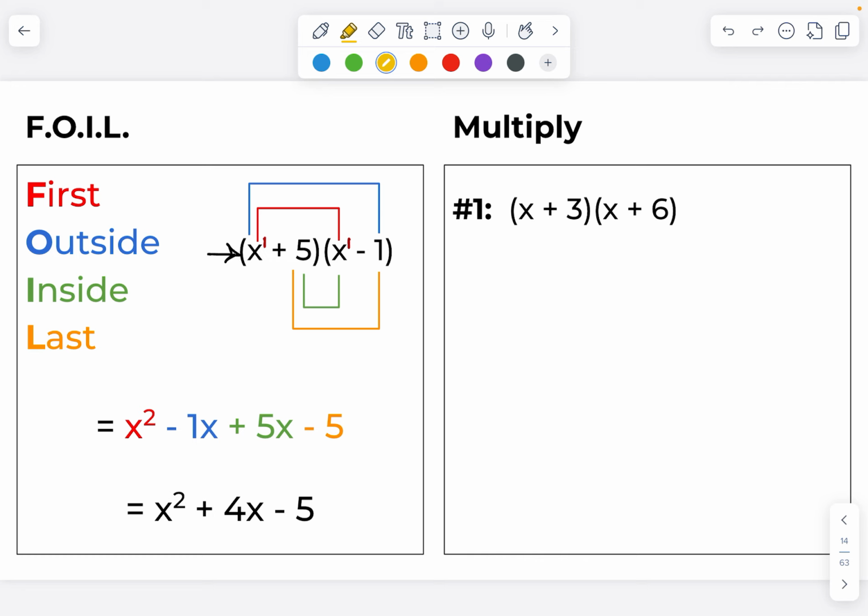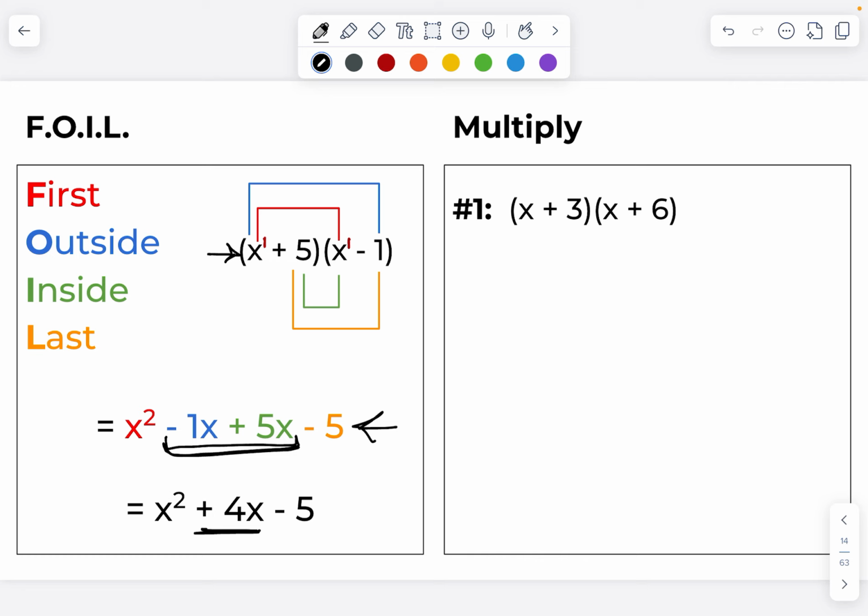Now, we are not done with our answer when we get to this step. We have one more step to go, and we want to combine like terms. If I look at my like terms, I have a -1x and a positive 5x. When I combine those, I get a positive 4x. And so that is my final answer for this example.